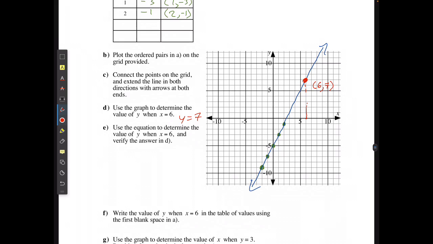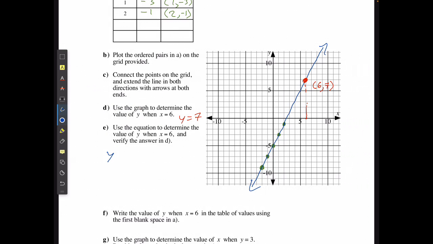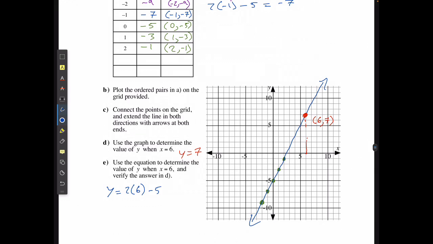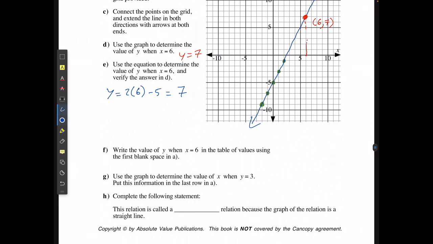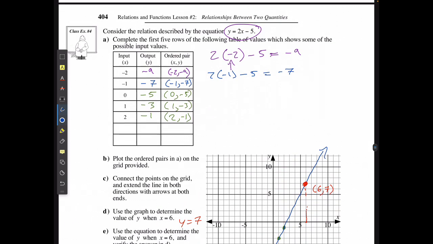If I'm using the equation to determine if this is true, or if I graphed it properly, I'm going to say that y is equal to 2 times my x value, which was 6, and minus 5. 2 times 6 is 12, minus 5 is in fact 7. And this one does work. If I'm writing the value of y when x is equal to 6 on the table of values, then I'm going to go up here and say that when x is 6, y is 7, and I have coordinate of 6 and 7.